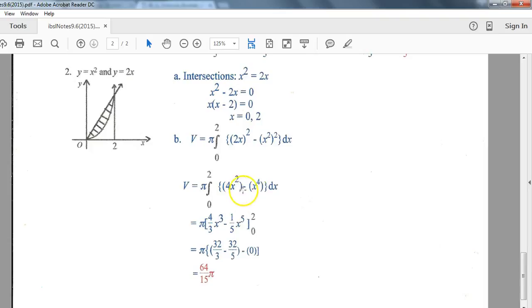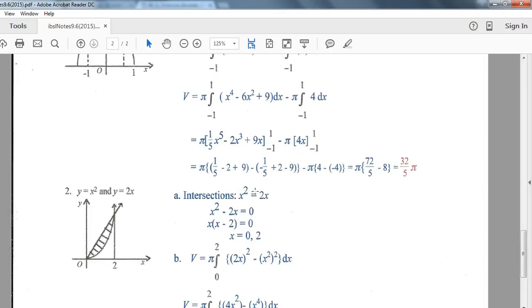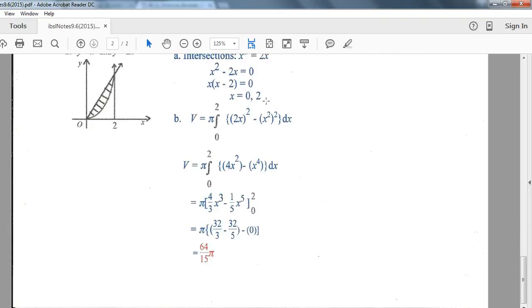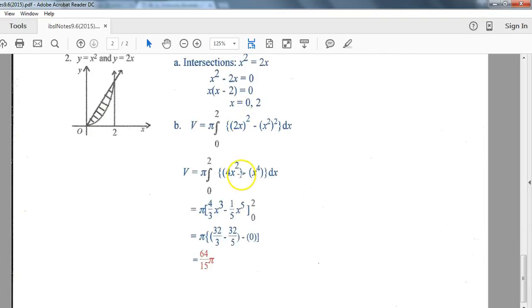And in this case, there are no terms to combine. If you would have done this in the previous problem, you would have been able to combine like terms. You would have done 9 minus 4, and you would have just had a 5 right here. But then you would have integrated from here, but you only have one function. Same idea on this. We're going to subtract, but there's no terms that are alike for us to combine. So we just keep them separated by the minus sign.